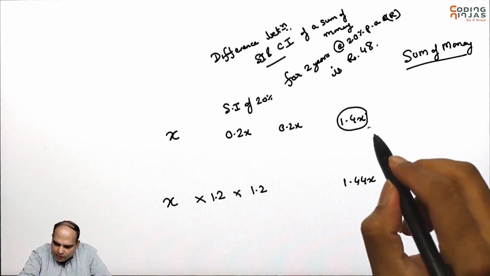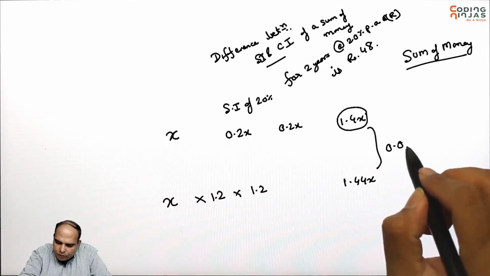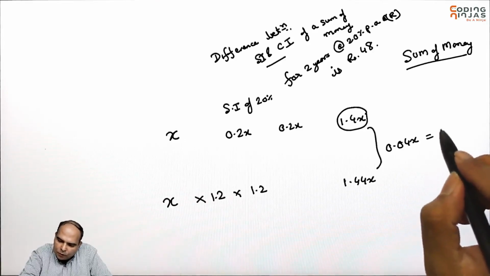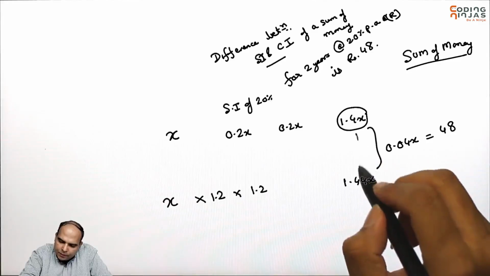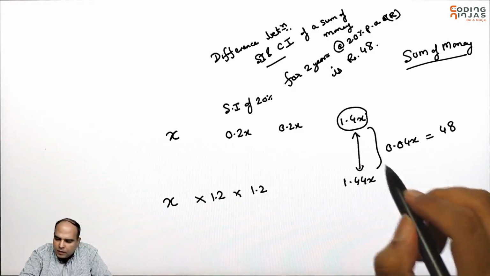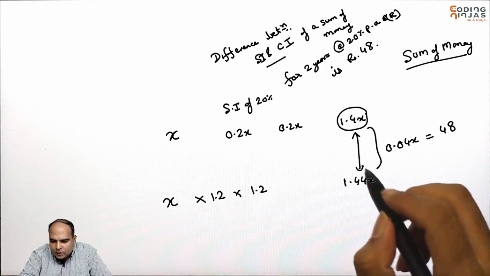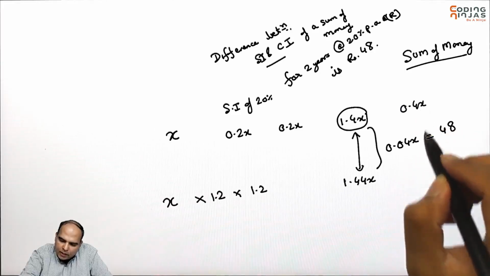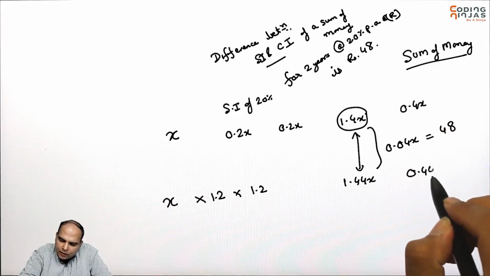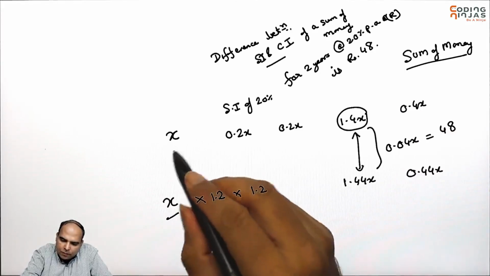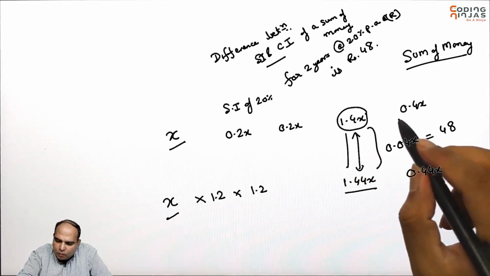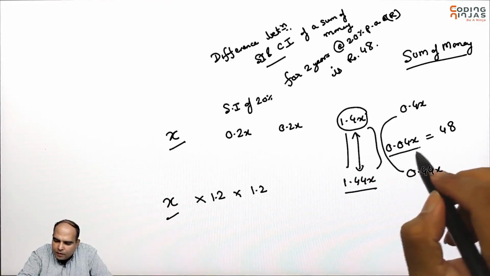And you realize then that 0.04x is 48. The difference between the simple interest and compound interest, the simple interest essentially here is 0.4x and the compound interest is 0.44x, because in both cases you started from x and the amount has the interest added in it. So whether you do a subtraction of this directly or by looking at the interest, you will get the same.